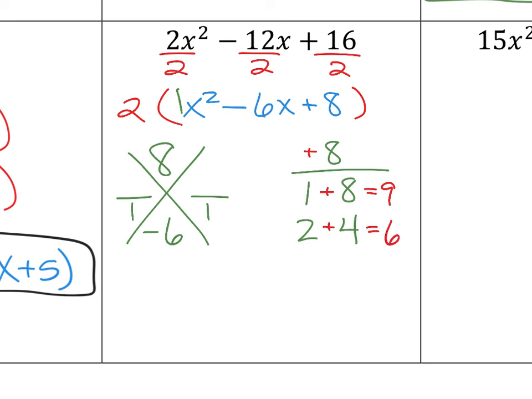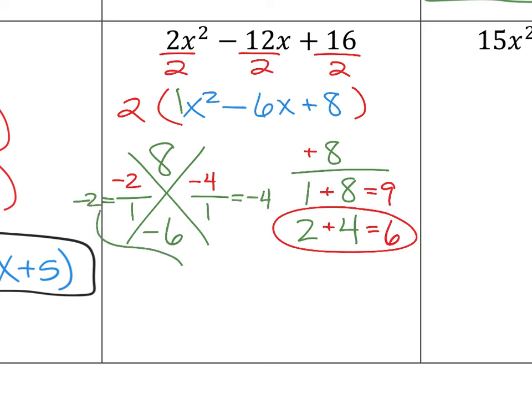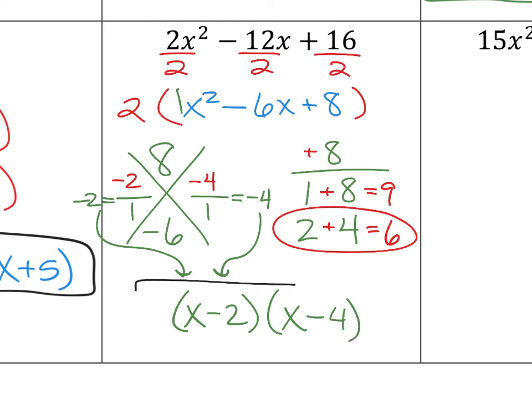Which one did I want? I wanted negative 6, so what do I do? Make them both negative. Change the signs of both. Cool. So we do our divide. Those numbers come down. This is going to be x minus 2, x minus 4, and I'm done.